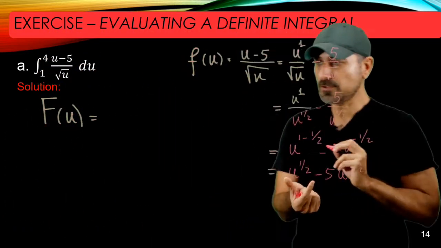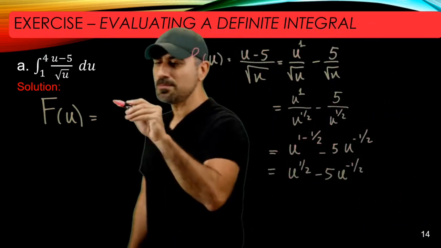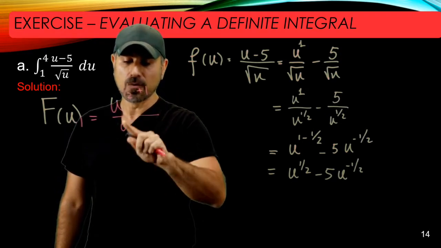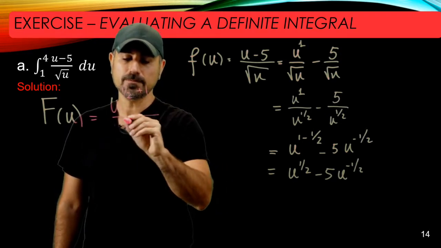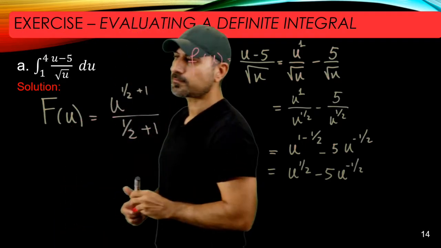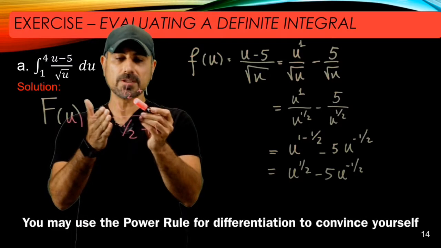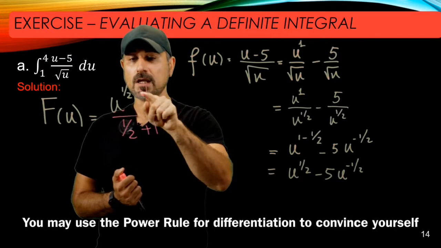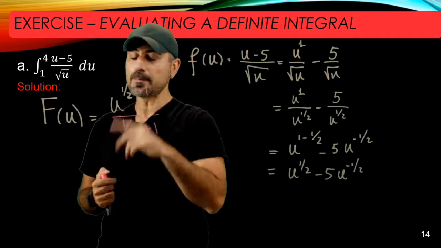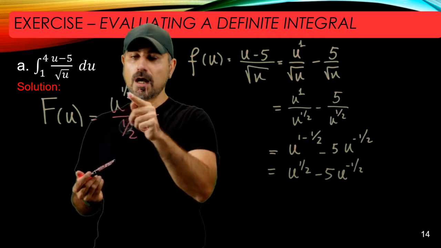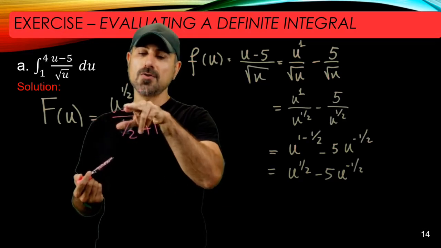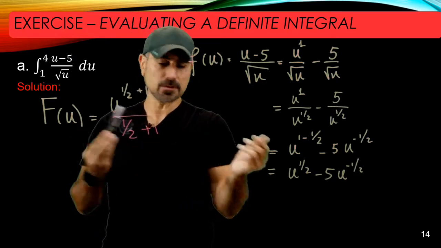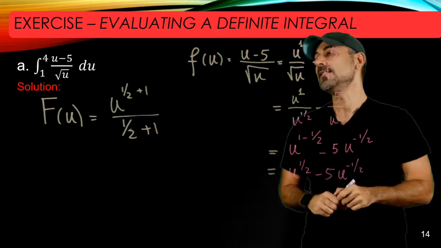for u to the power of 1/2, it's going to be u to the power of 1/2 plus 1 divided by 1/2 plus 1. Okay? You can check this out. If you take the derivative of this, you should be able to get back to u to the power of 1/2. In fact, this is 1/2 plus 1, that becomes a multiple in front of the function. So it's like 1/2 plus 1 times u to the power of 1/2 plus 1 minus 1. So things cancel out, so you get back to u to the power of 1/2.